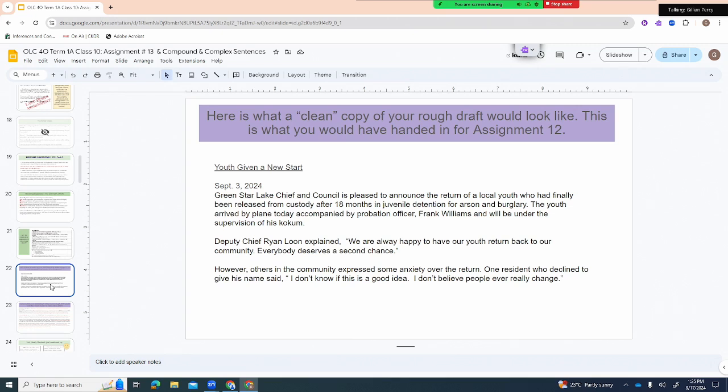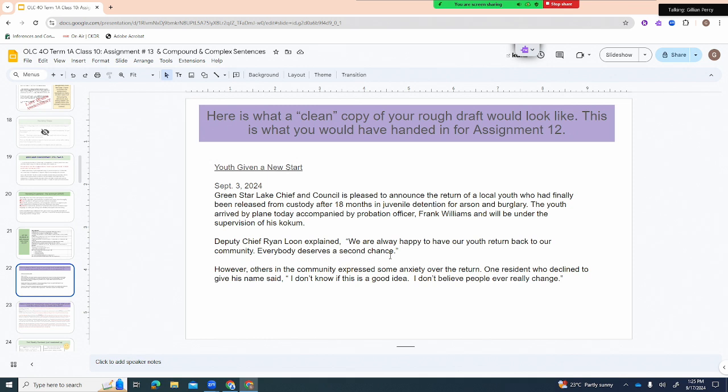Okay, so here would be, say, somebody's good copy. And this is what you would have sent to me from assignment 12, and you would have a copy for yourself. So you get a copy and I get a copy. And then you would look at it and start to think about what are some ways that I can make changes to improve this. So I'm going to read it just so you guys have an idea of it.